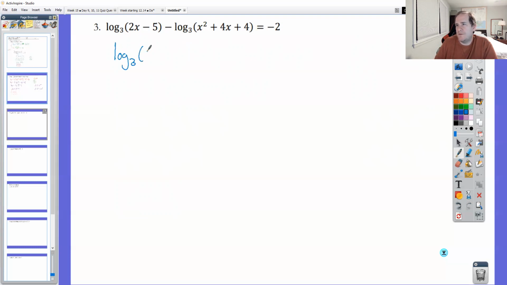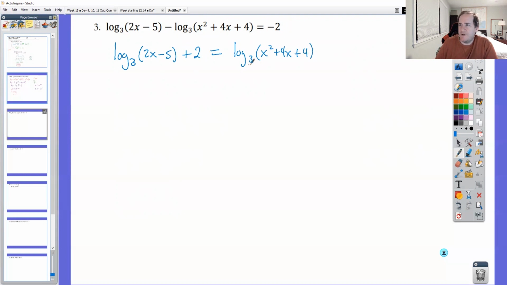So log base 3 of 2x minus 5, I'm happy with. But I want to boot this guy to the other side. And then this negative 2, I'm going to bring him back over. So by adding 2 to both sides, I'll go plus 2. I'll add this whole log expression to the other side. I'll get log base 3 of x squared plus 4x plus 4.